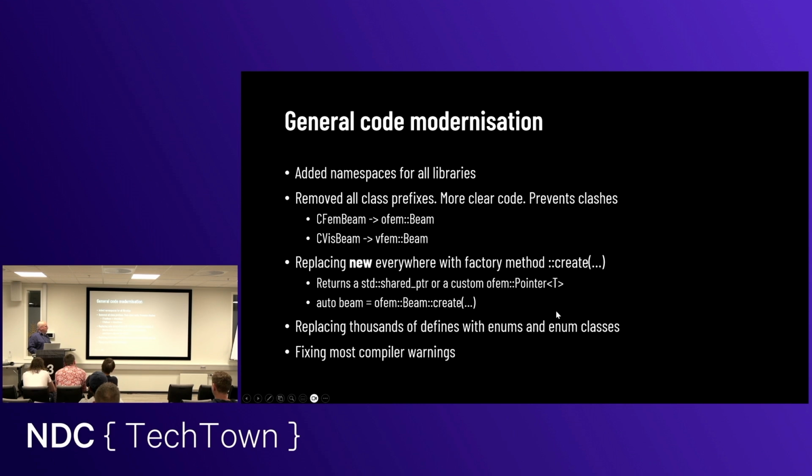Also, I had thousands of defines instead of enums. So I also changed that. And I listened to Jason as well to fix all my compiler warnings. Some of them I still haven't been able to fix because they're interactions with the libraries, but they are not mine. So I skipped those.